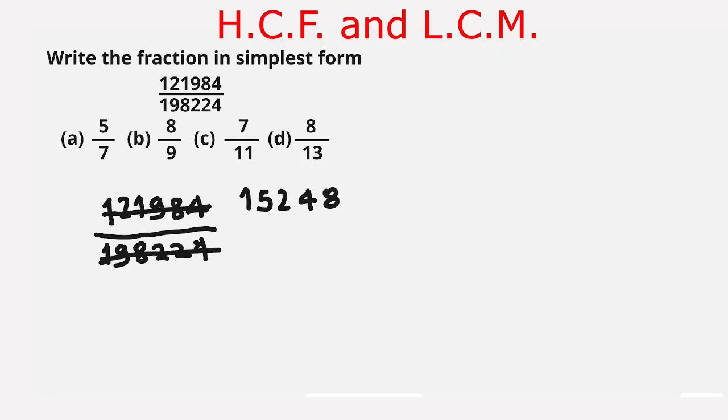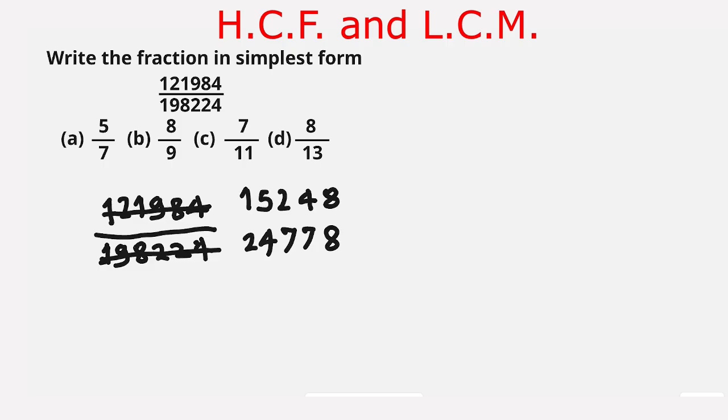Now we divide 198224 by 8. 8 times 2 is 16. 19 minus 16 is 3. 8 times 4 is 32. 38 minus 32 is 6. We carry 2, it becomes 62. 8 times 7 is 56. 62 minus 56 is 6. We carry 2. 8 times 7 is 56. 62 minus 56 is 6. 8 times 8 is 64.